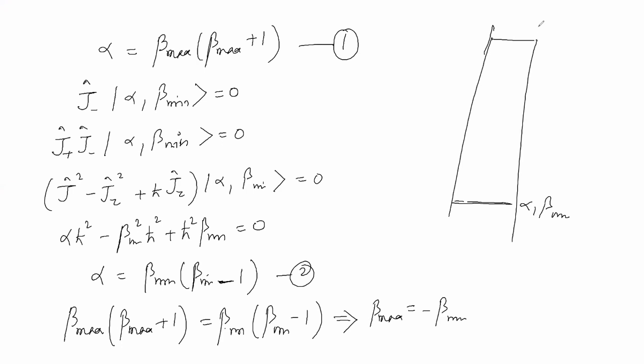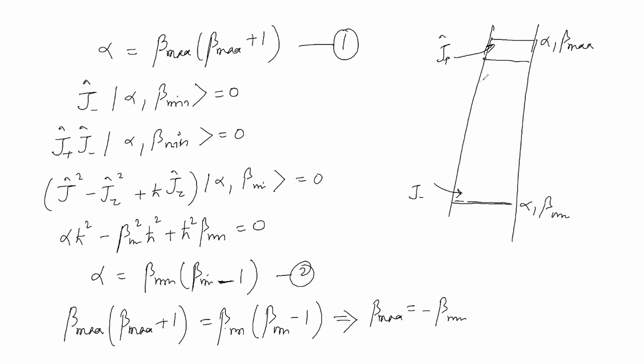Now you notice we had this point of the rung alpha beta max. At the topmost point where we were applying J plus, we were getting 0. Alpha beta min is the bottom point where we are applying J minus and we are getting 0.